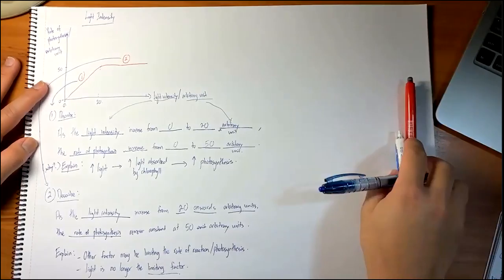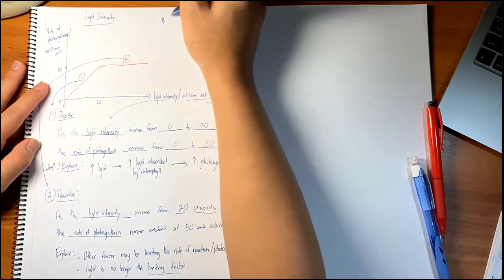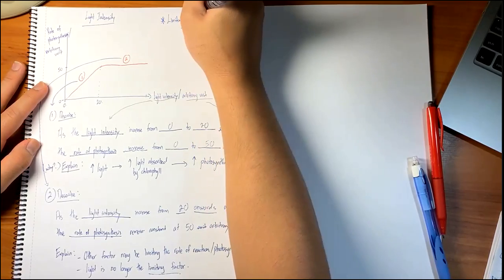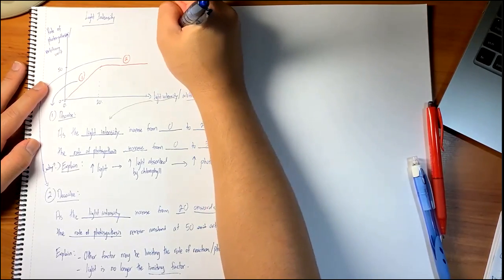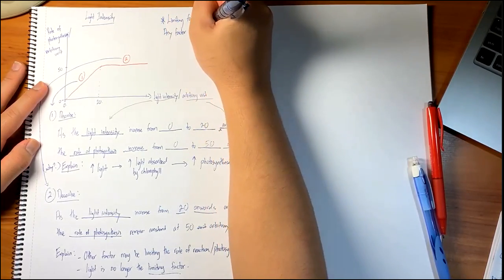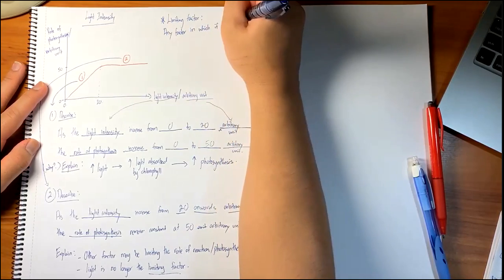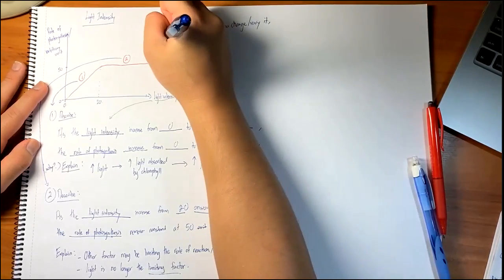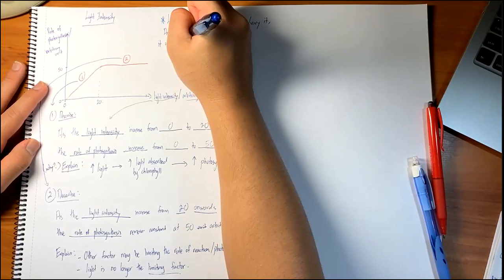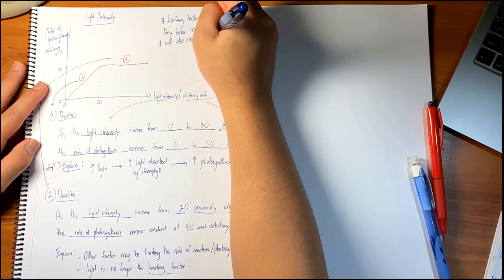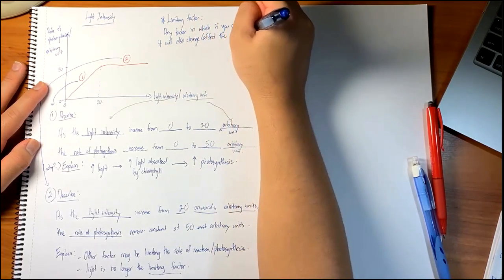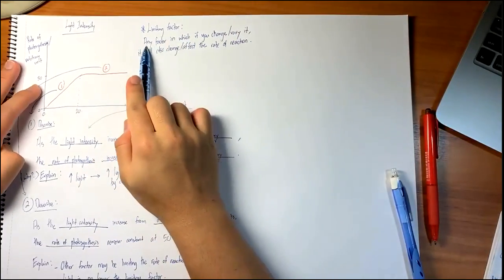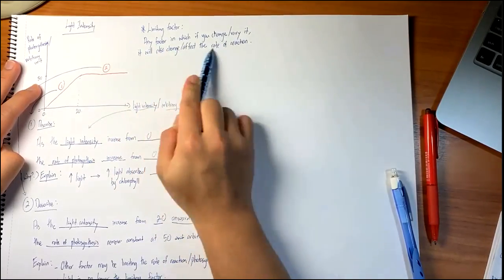Just to take note, what is a limiting factor? A limiting factor is any factor which, if you change or vary it, will also change or affect the rate of reaction. So this is the meaning of limiting factor: any factor in which if you change it, it will also change the rate of reaction.